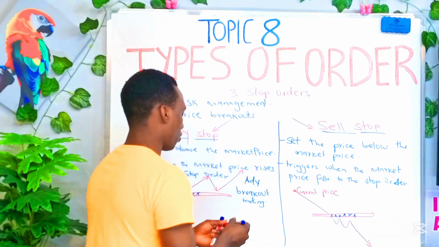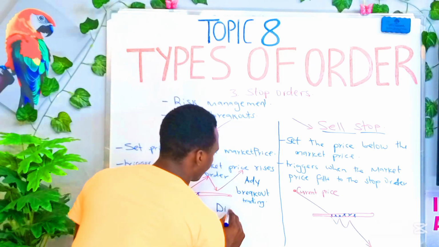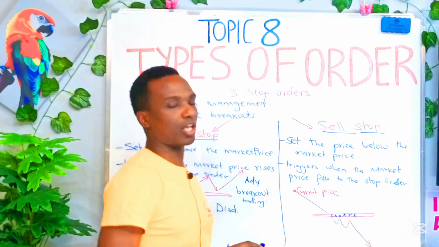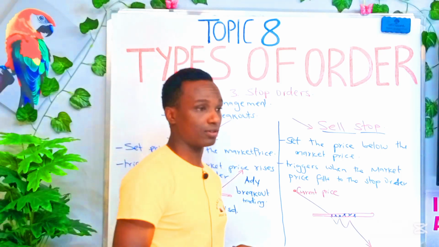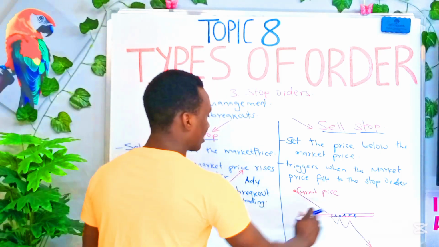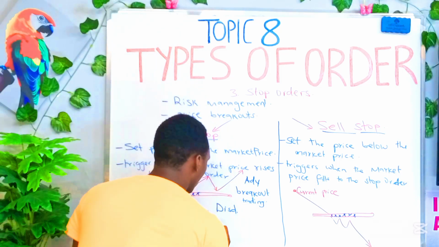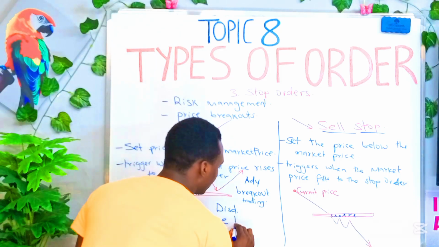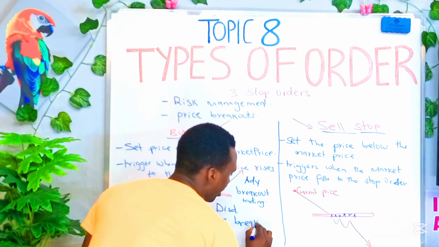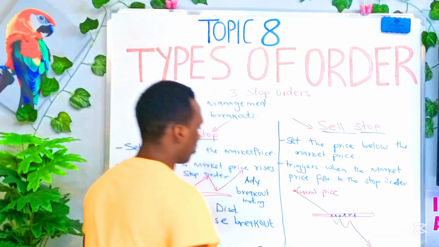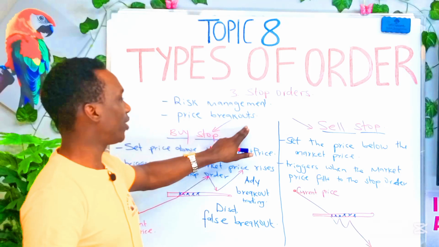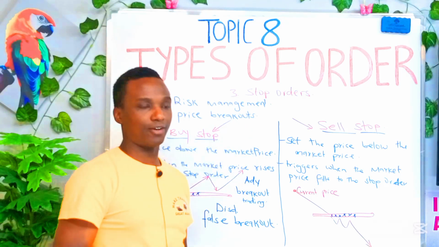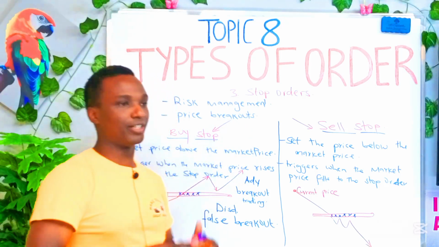What about the disadvantage of such orders? It might be a false breakout. Most of the time these kinds of trades can get you into a false breakout. Have you understood up to here? Okay, good. So we are flowing well.